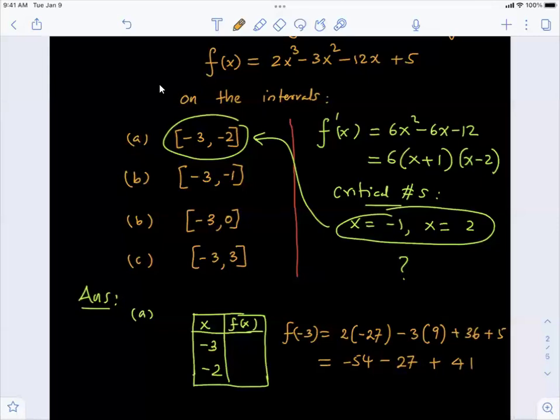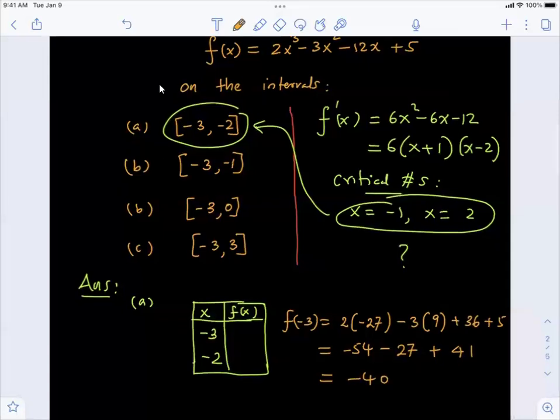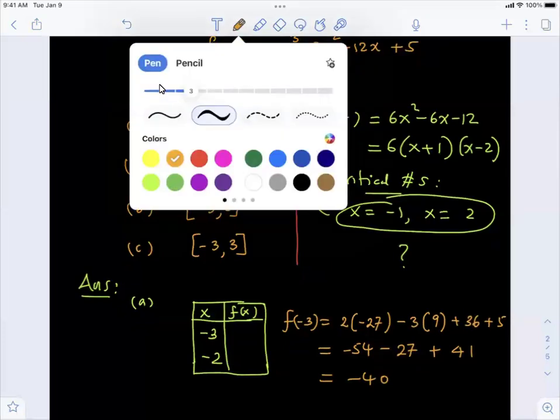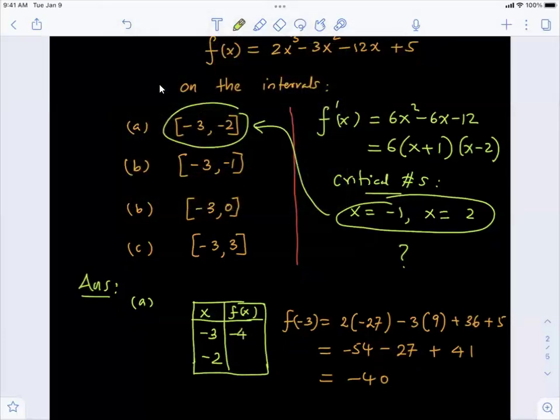So it's not just complicated, right? So when you consider these two, you can clearly see it. Okay, so negative 54 plus 41, it's going to be negative 13 at the end. Put it together with this, you're going to end up getting negative 40. So the value that you're going to include here is negative 40.